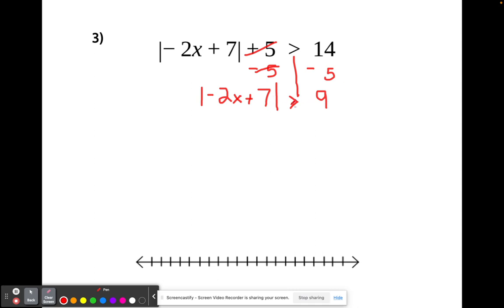Now I'm at the point where I'm going to make my two inequalities. Pull them out. I have negative 2x plus 7 is less than negative 9, sorry, I didn't turn it around, or negative 2x plus 7 is greater than positive 9.